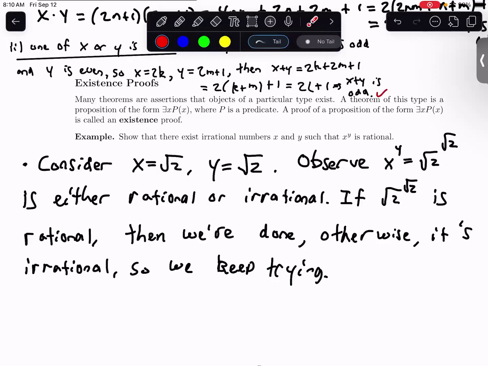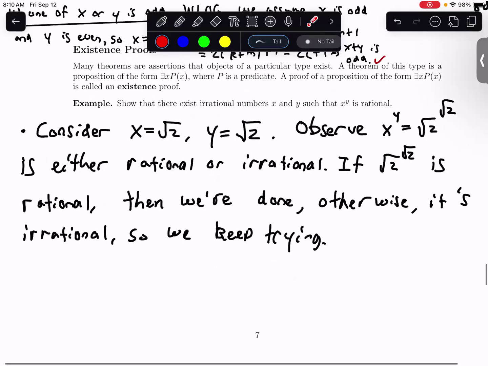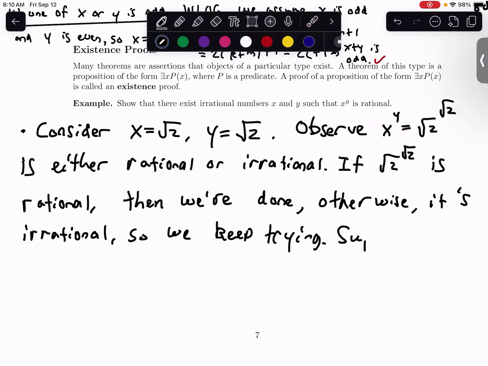Right, so there's kind of two cases. This is either rational or irrational. If it's rational, we're done with the problem. If it's irrational, we have to keep trying to find a number such that if you raise x to the y power, it ends up being rational. And so now we're going to suppose, maybe I should do a new line here.